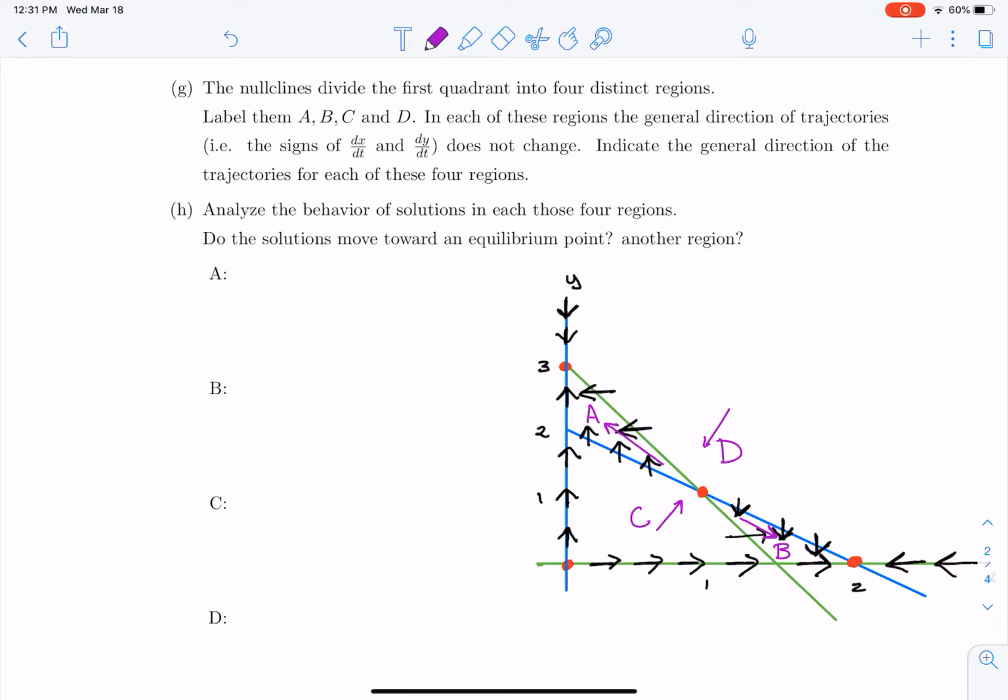We can look at the behavior of the solutions inside each one of those regions. It should be clear that in region A, solutions are tending toward the equilibrium (0, 3). Notice that x in this case is 0, y is 3, and because this is a competing species model, what we're seeing here is that y wins because x goes extinct.